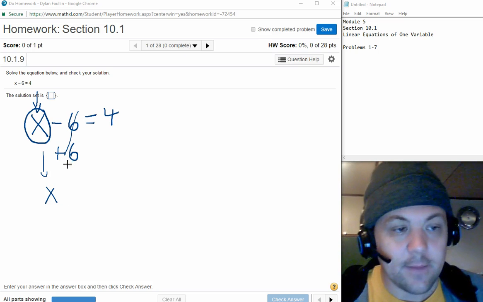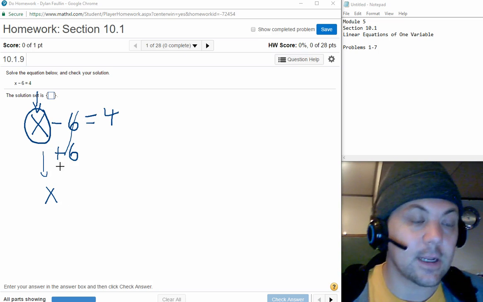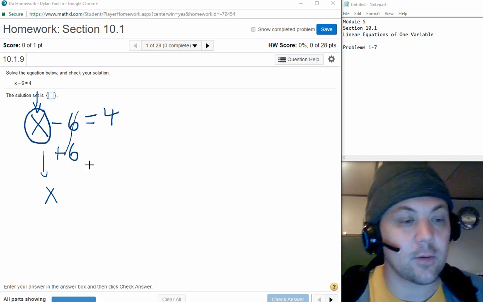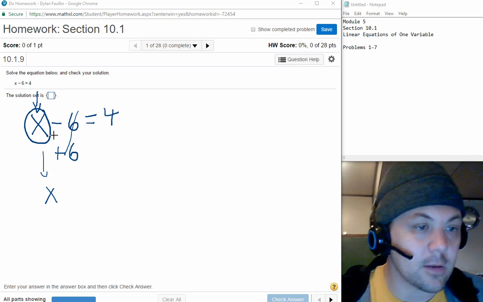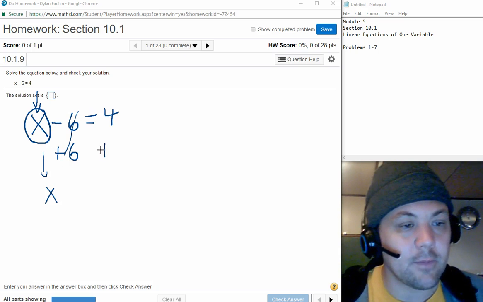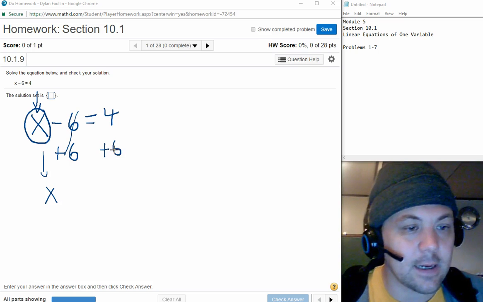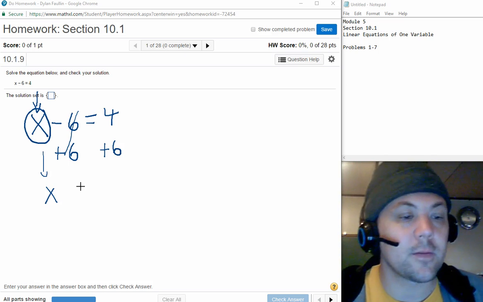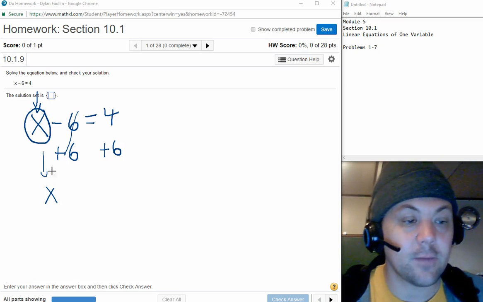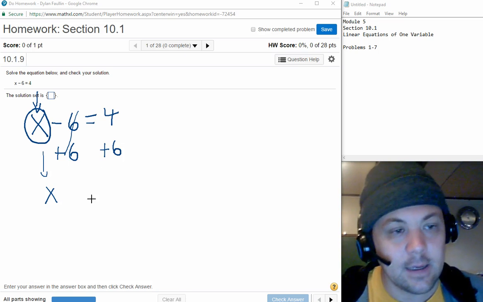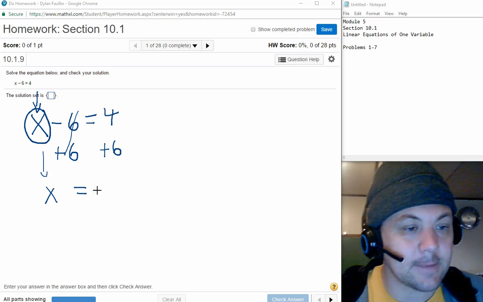But if I do this to the left-hand side, it turns out with equations, you're going to have to do the same thing to the right-hand side of the equation. It's like a balance. So if you're going to make alterations to the left-hand side, you have to make the same alterations to the right-hand side. Otherwise, you don't end up with the solution to the equation. So if I add 6 to the left-hand side, I've got to also add 6 to the right-hand side.